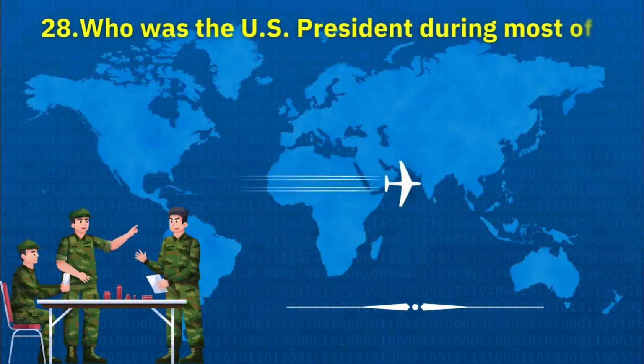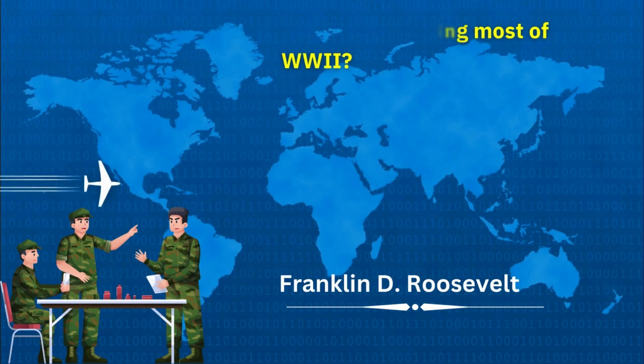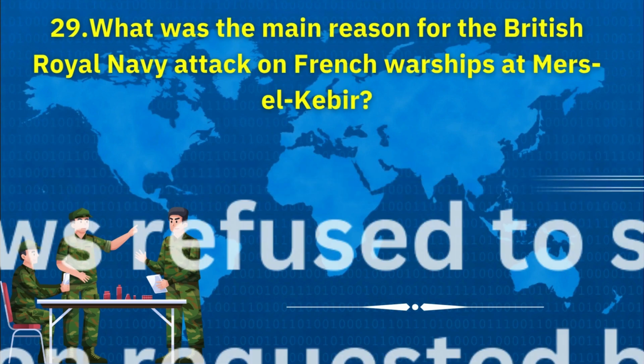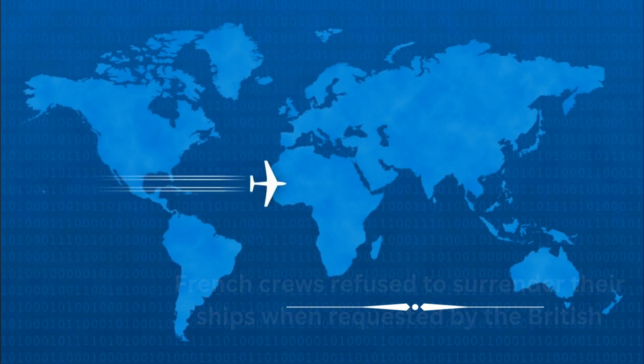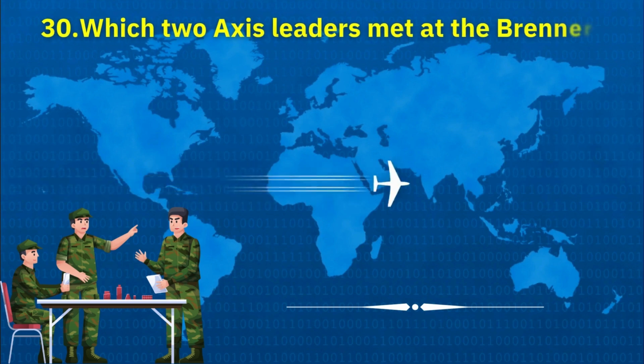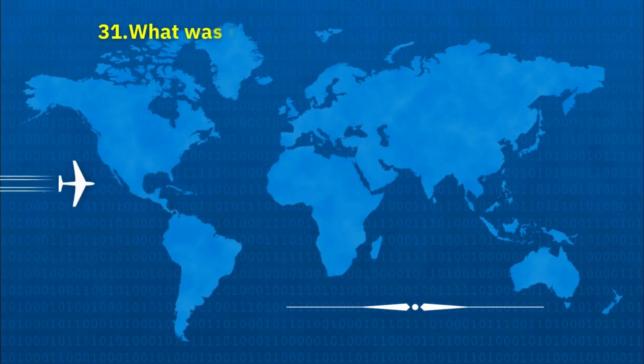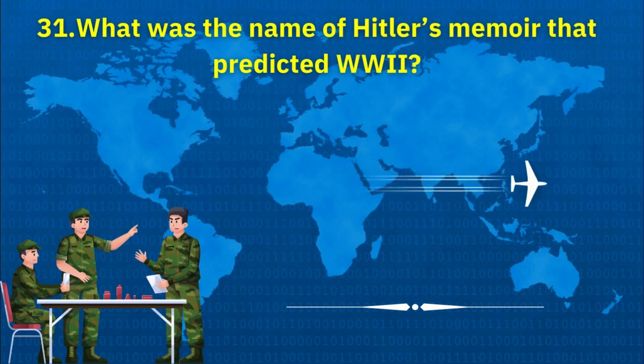Who was the US president during most of World War II? What was the main reason for the British Royal Navy attack on French warships at Mers el Kebir? Which two Axis leaders met at the Brenner Pass? What was the name of Hitler's memoir that predicted WWII?